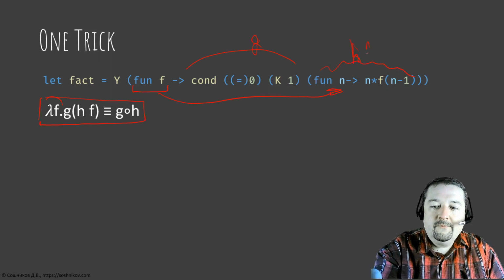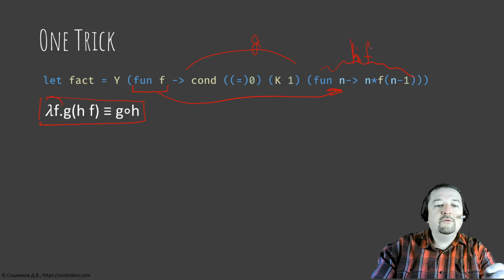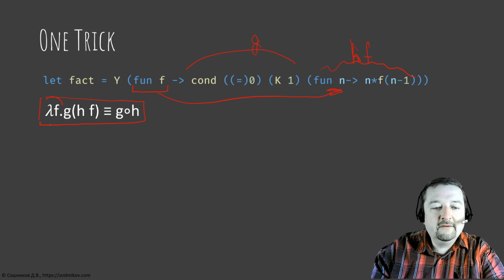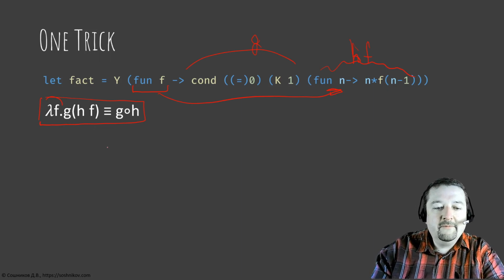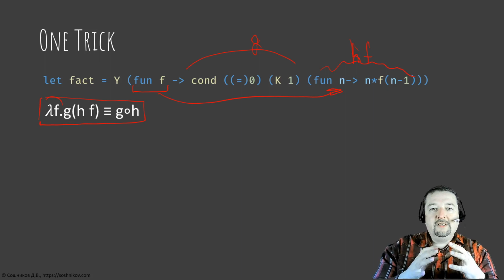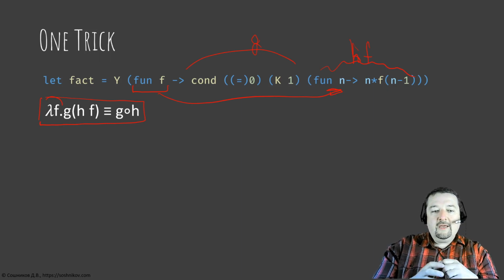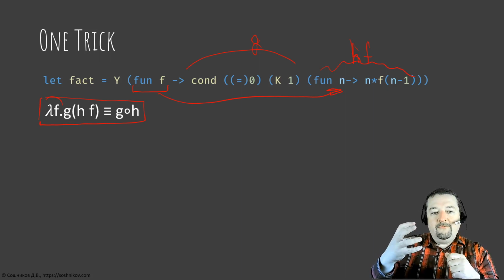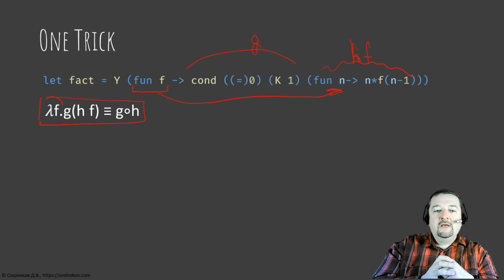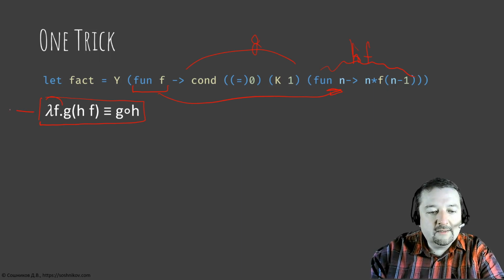So now how can this left-hand side be simplified? Lambda f g of h of f. Let's think about the idea of this expression. I want to take f as an argument, and I first compute the function h of f, and then give this as a parameter to g. So essentially, this is the composition of g and h, right? So I can get rid of the argument. I hope this is more or less clear to you.